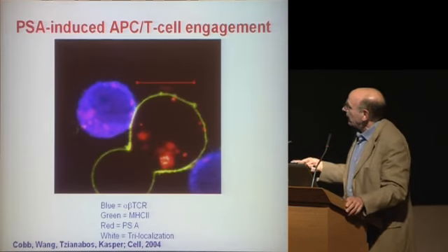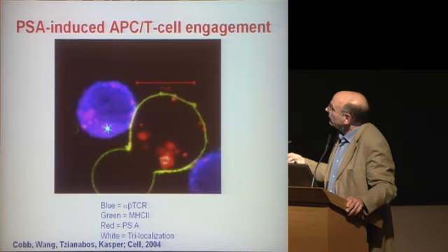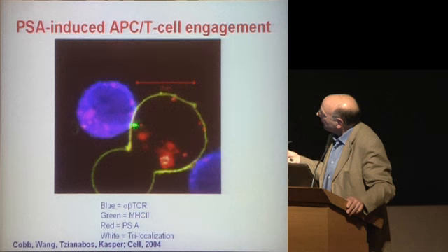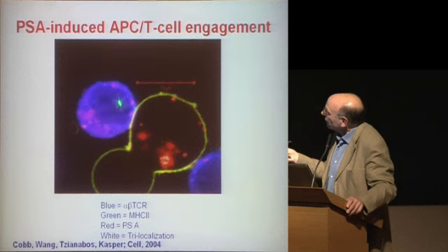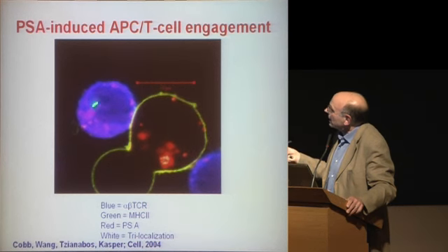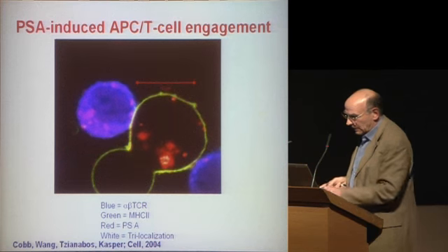And this is just a confocal picture of PSA in red in the endosomes of this. This is actually a B cell. And the MHC2 is in green. The alpha beta T cell receptor is in blue, and this white area of colocalization is PSA being presented to the T cell.